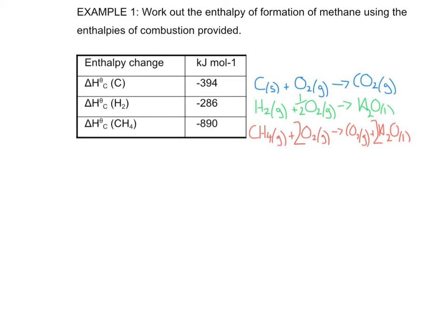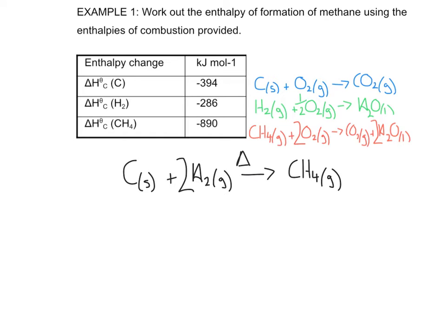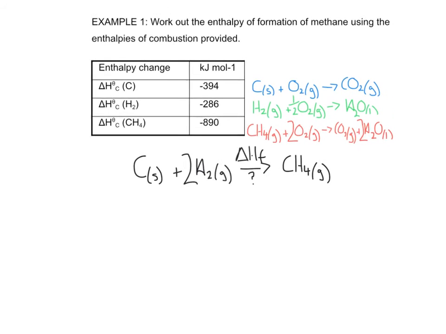Now we're asked to work out the enthalpy of formation of methane. So remember, your definition for the delta HF is that it's the enthalpy change when we form 1 mole of a compound from its constituent elements in their standard states. So the equation that I have just written is for the delta HF of methane. And this is our unknown, and as before, this should be the top line in our cycle. So this is what we want to find.